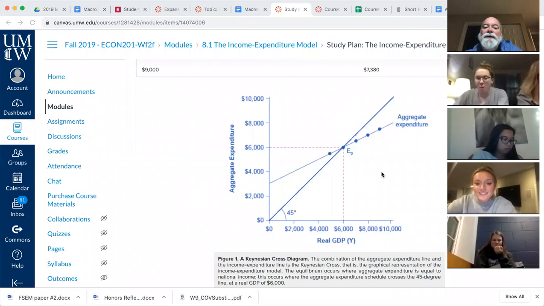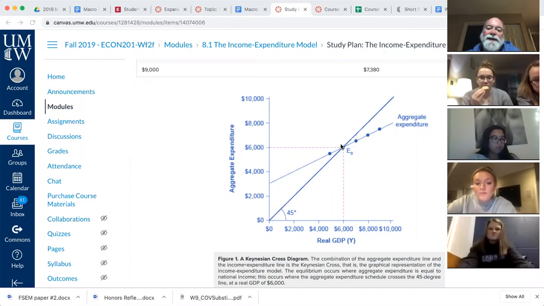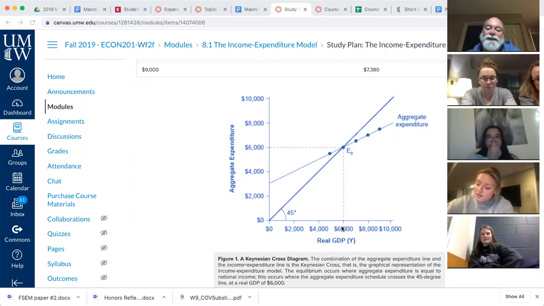Okay, so we know that macroequilibrium occurs where the level of aggregate expenditure, that's this line, intersects the 45-degree line. So this is our macroequilibrium point. It occurs on this graph at a level of GDP of $6 trillion. So we're in equilibrium, and that's good.